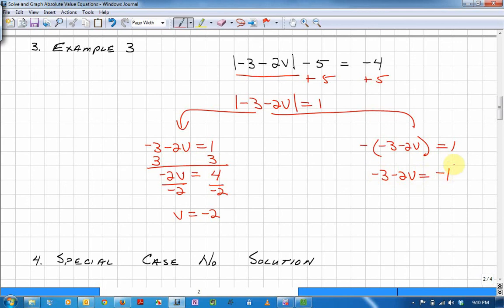So if we take a look, we've got negative 3 minus 2v equal to 1 on this side. On the other side, we have negative 3 minus 2v is equal to negative 1. So let's go ahead and add 3 to both sides. Gives me negative 2v is equal to 2. Dividing by negative 2 gives me v is equal to negative 1. There are my two solutions.